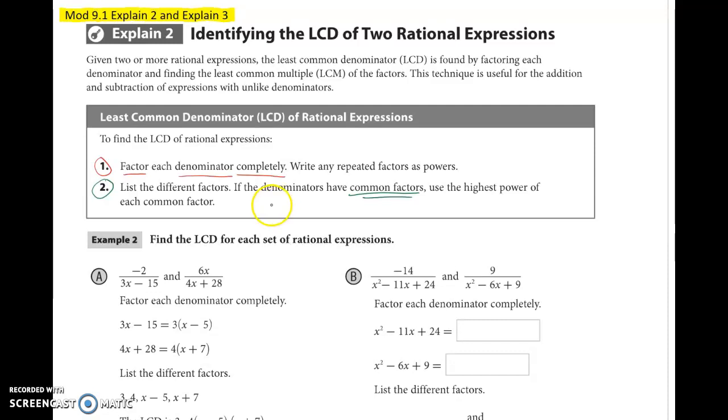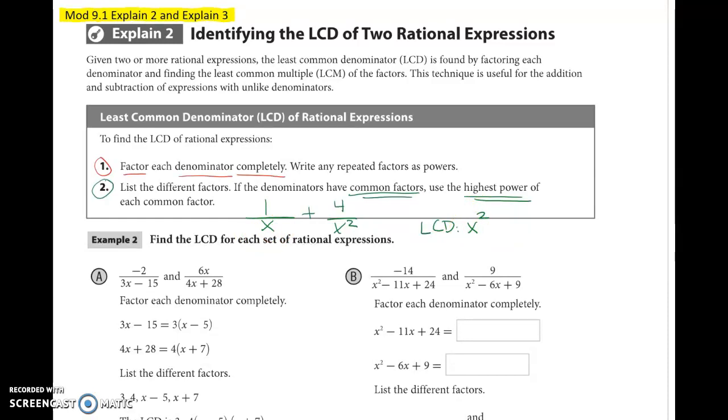So I'm just going to give you a quick example of what that would look like. Let's say the denominator of this one was x, and we're adding it with, let's say, 4 over x squared. So the common factor here is x, right? This one is x, and this one's just x times x. And so it says use the highest power. So the one that we would use as our lowest common denominator would be the highest power, which would be 2. So our LCD of this would be x squared, not x, but x squared, because that's the highest degree.